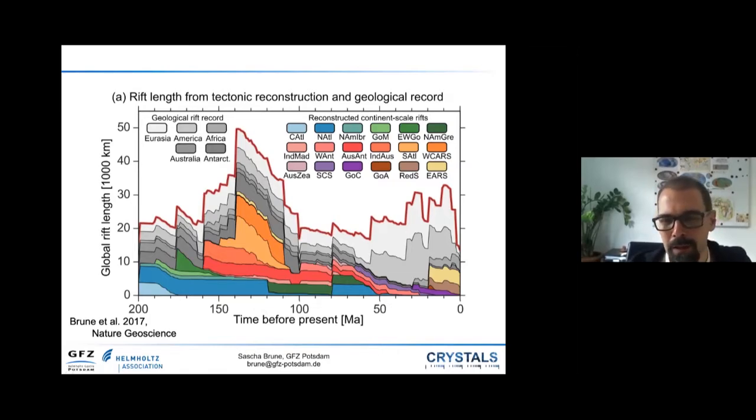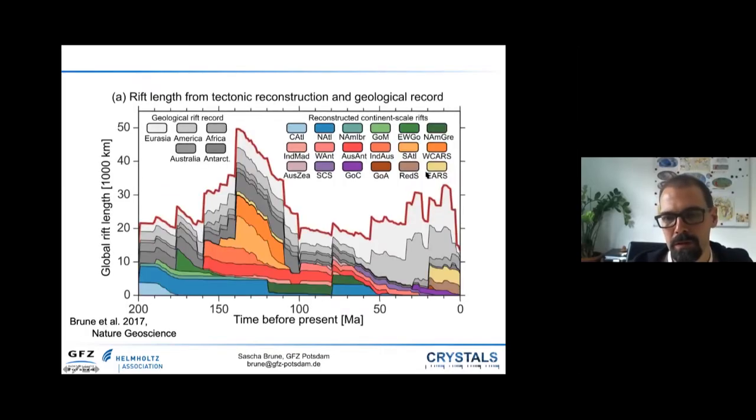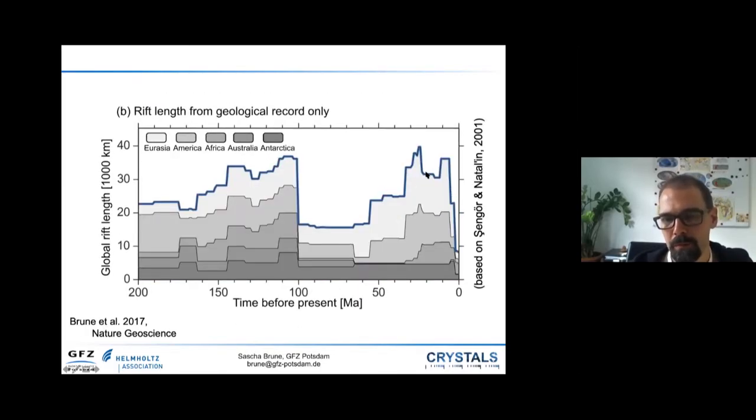And if you say, I don't really believe in these tectonic reconstructions, they are just making things up, you are more of a hardcore geologist, then this is what comes out of the geological record only. So this is a second data set that is to some degree independent of the reconstructions. But what both of them show is that we have a peak here in the Cretaceous and we have a peak here in the late Cenozoic. So this is evident in both of them.